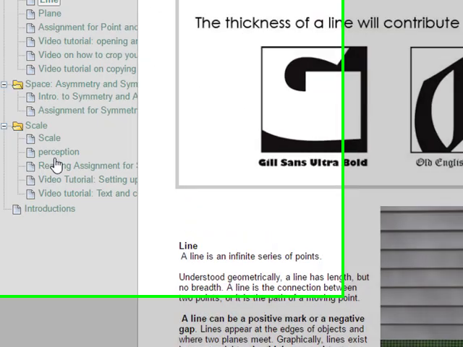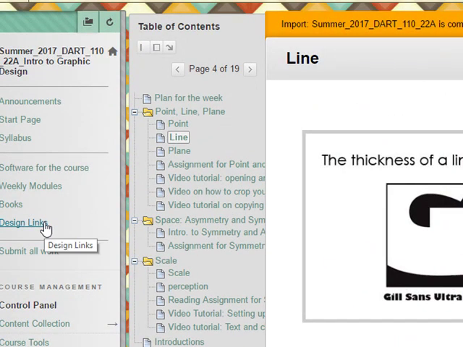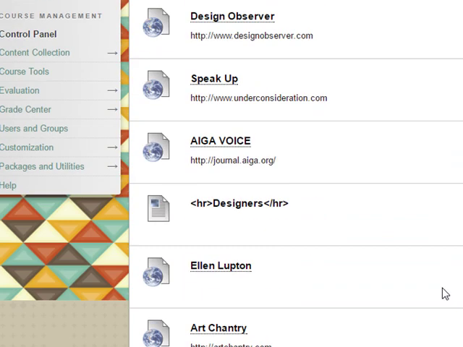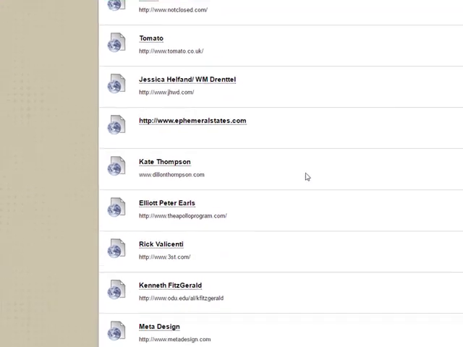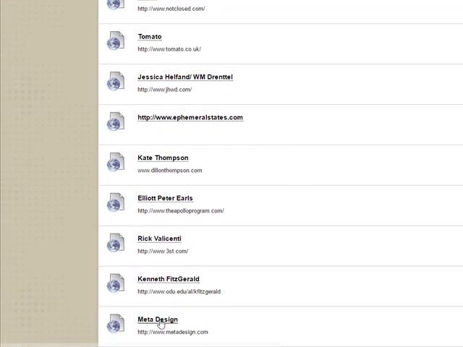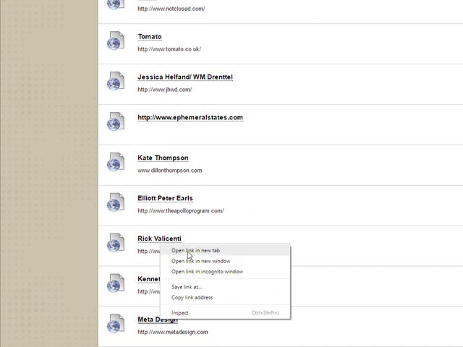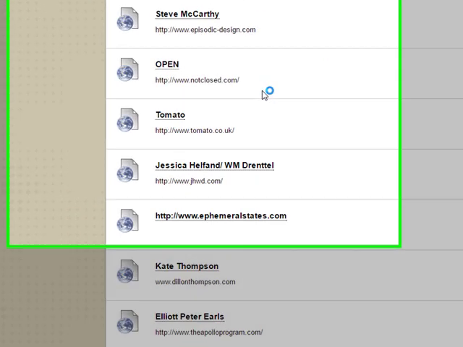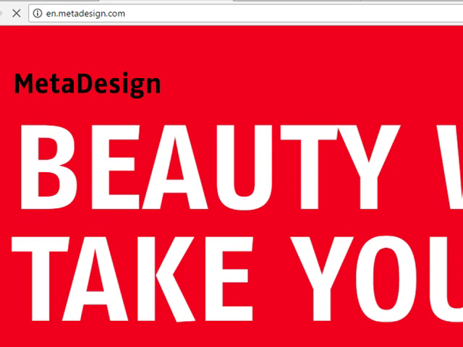So if you look over here in the design links, I have a lot of examples of different designers and blogs you can go to, and I just went to the one, Meta Design, and let's look at a few of their examples. What we're going to look for are examples that have point and line in them.